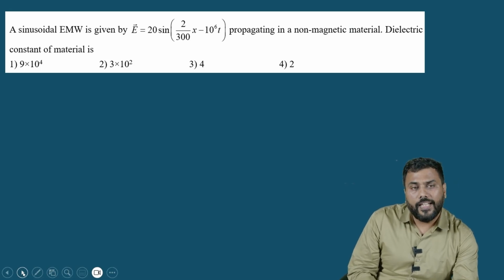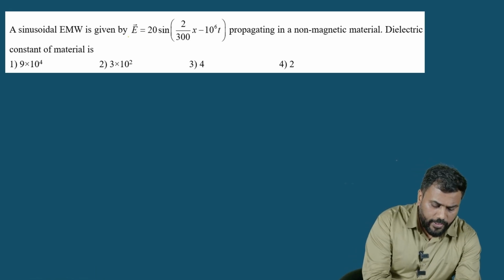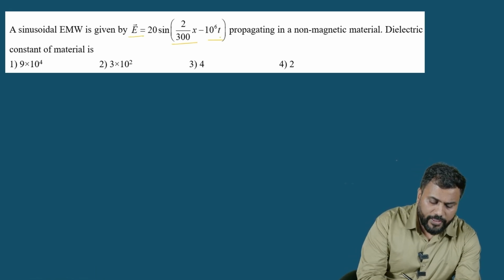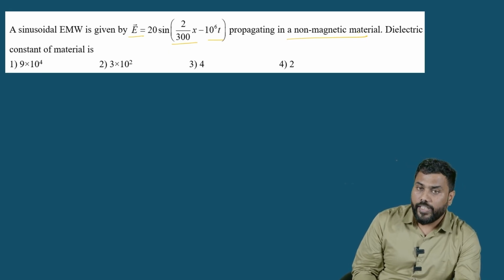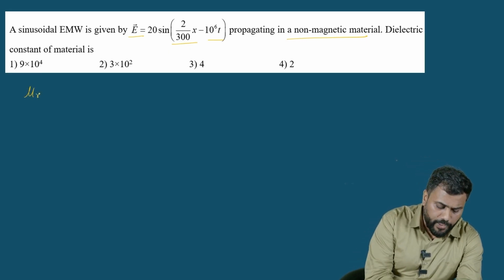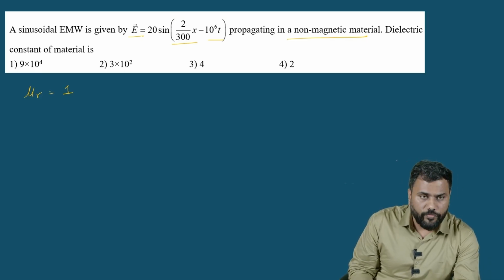Next question is connected to sinusoidal EM wave. It's basically EM wave question. They are giving that electric field in the EM wave is given by this expression, and it is propagating in a non-magnetic material. So material is non-magnetic, you can assume the relative permeability of the material is 1. You need to find dielectric constant of the material.